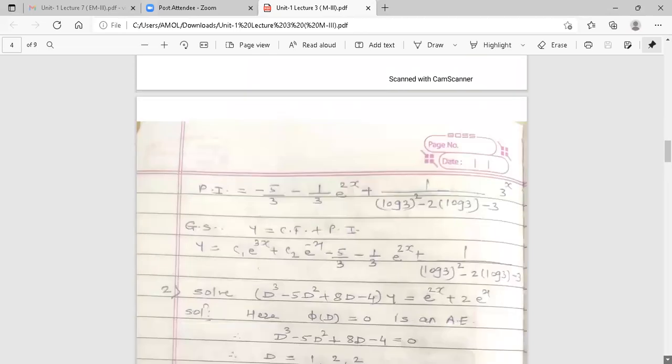And then in the last, the general solution is y is equal to CF plus PI. So y is equal to c1 e raised to 3x plus c2 e raised to minus x, minus 5 by 3, minus 1 by 3 e raised to 2x, plus 1 upon log of 3 whole square minus 2 into log of 3 minus 3 times 3 raised to x. This is the general solution for the given LDE.